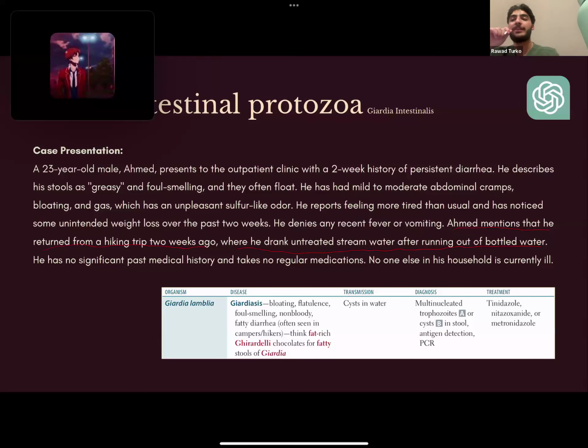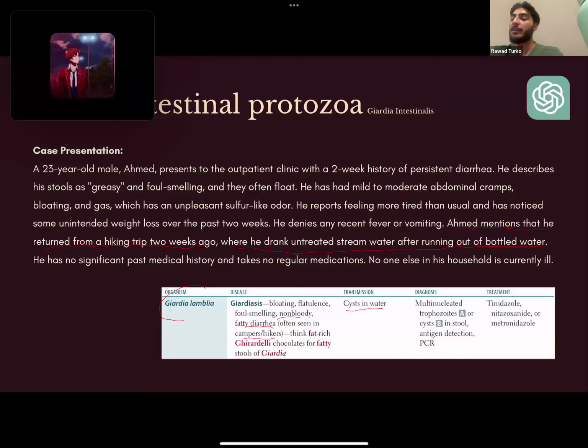Okay, so now you guys get it. He drank contaminated water and now he has non-bloody, foul-smelling, fatty diarrhea. What does that tell you? Giardia lamblia. And again, this is a little picture from First Aid. So: non-bloody, fatty diarrhea, campers and hikers, and transmission through cysts in water.